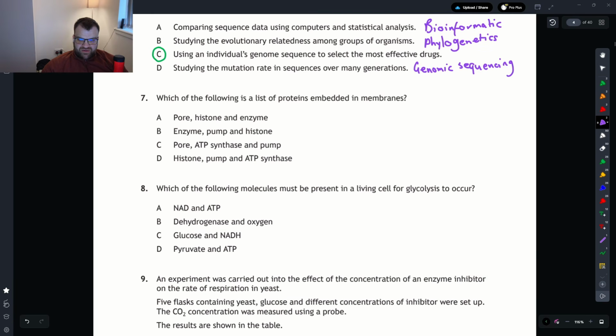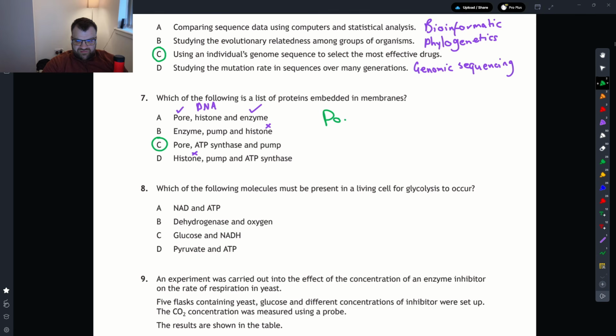Next one, we're talking about types of proteins embedded into membranes. Are there ones that are not? Okay, let's try and work our way through these. So pores are openings that things can make their way through. That is, histone is attached. Histones are related to DNA in the chromosomes, so it's not going to be that one. There are enzymes, but it's not going to be that. I can again get rid of that one. I can again get rid of that one. So actually, the only one that works is going to be C.